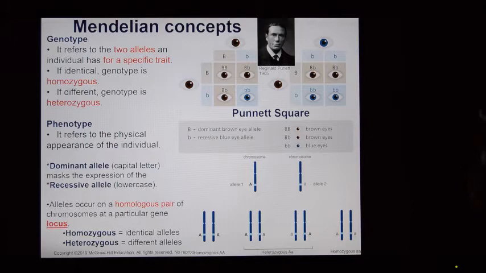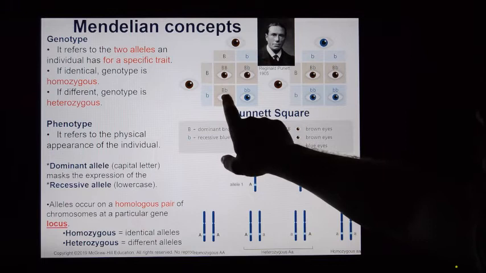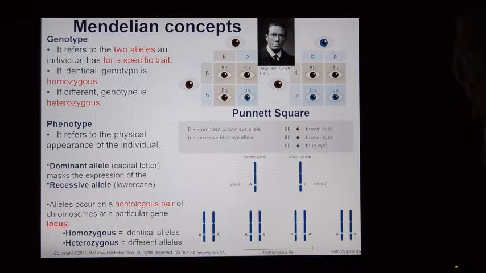Do you guys see how that term set is used? In other words, you could be homozygous dominant, and your phenotype would be brown eyes. You could be heterozygous dominant, and your phenotype would be brown eyes. But if you're homozygous recessive, your phenotype is to have blue eyes. I would listen to that 3 or 4 times, okay? That is very, very important.